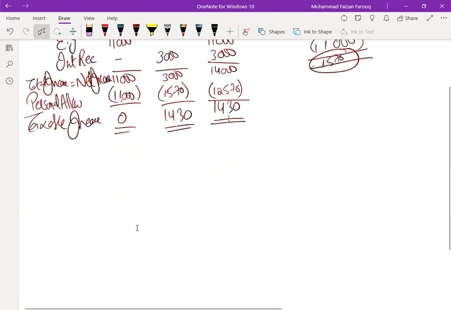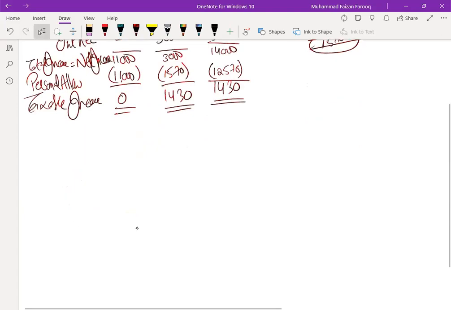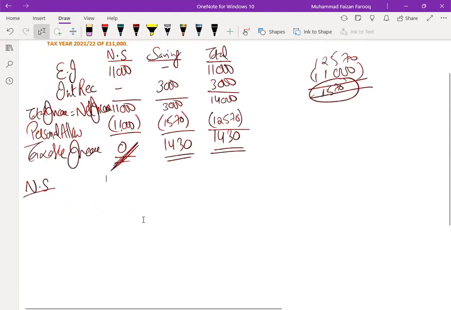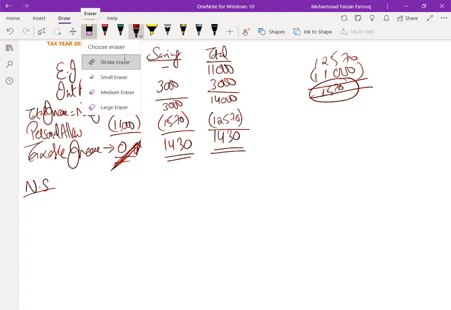Now we will apply tax. First, we are going to apply tax on non-savings. What is the rule? Do we have non-savings or no? Yes, employment income. Employment income is non-savings income. But is there any taxable non-savings? The taxable non-savings is zero, right?